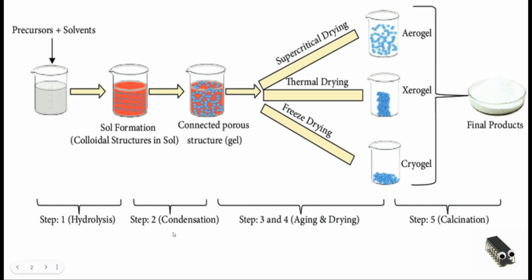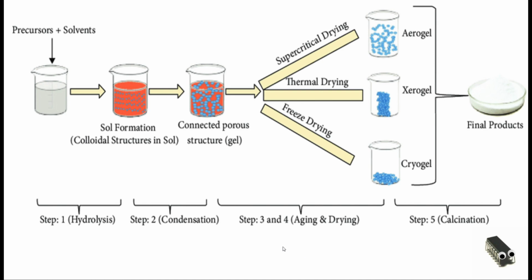So the next step is condensation. The water is evaporated and the particles of the suspension that are left behind begin to join together, forming a network, eventually forming a semi-rigid mass with porous structure. Quote unquote, a gel is formed.